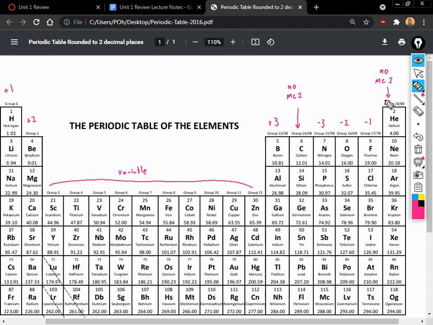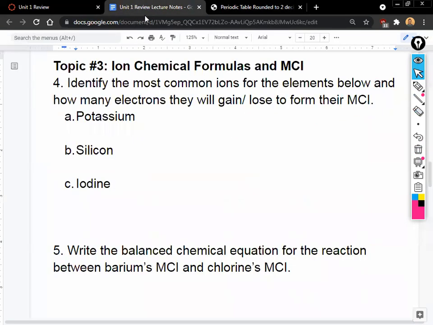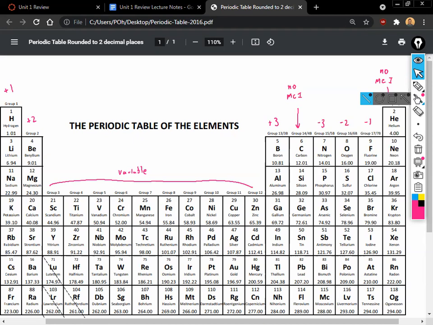Okay, so if we look back at the problem that we're going over, I'll put that back up. We're going to be looking for the MCIs for potassium, silicon, and iodine. Don't worry, I'll put the pattern back up. I want you guys to take about 30 seconds to find potassium, silicon, and iodine, and find out what their MCIs are using this pattern. Shouldn't take too long, you can find them, K, Si, and I. And then after that, we'll finish up this problem.